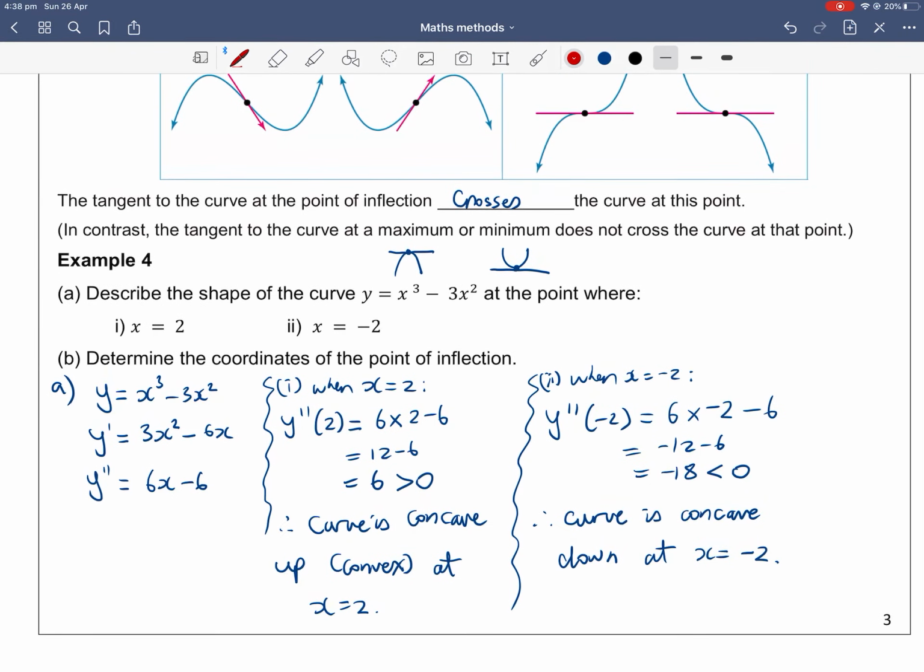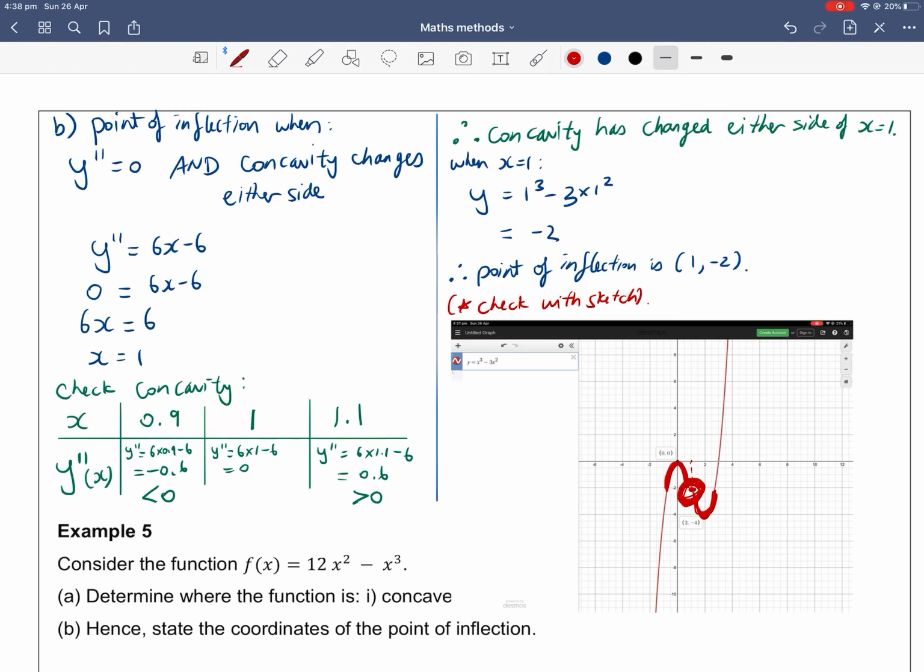is equal to 0. Now for part A, we were looking at the shape of the curve at x equals 2 and x equals negative 2. So you could see that at x equals 2, our graph was concave up, which is what we agreed on when we did our maths. The y'' is positive, and then if you looked at x equals negative 2, which is down here, the curve was going downward, so that was concave down, so that's why our y'' was negative.